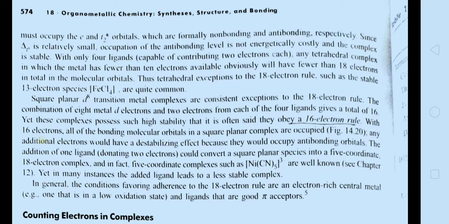Any additional electrons would have a destabilizing effect because they would occupy antibonding orbitals. The addition of one ligand could convert square planar complexes into a 5-coordinate 18 electron complex. Yes, and in fact 5-coordinate complexes such as Ni(CN)5 3- are well known because of their extra stability. That is, a 16 electron complex will be converted into an 18 electron complex by addition of one or more ligands to a square planar complex. So they will be converted into a 5-coordinate complex.